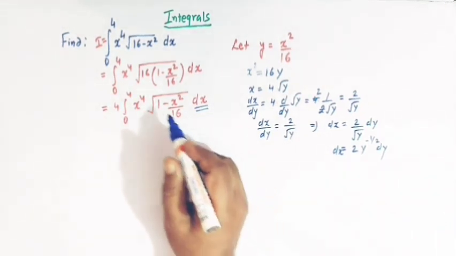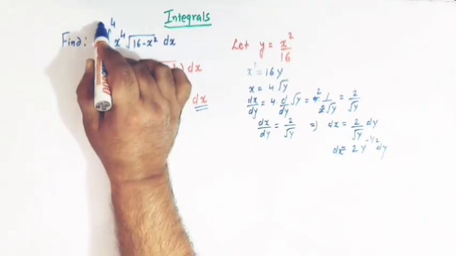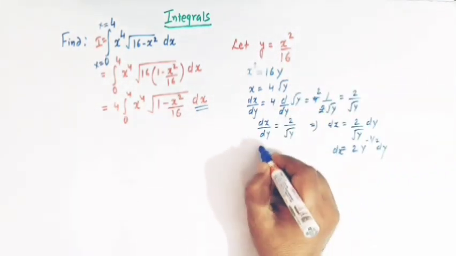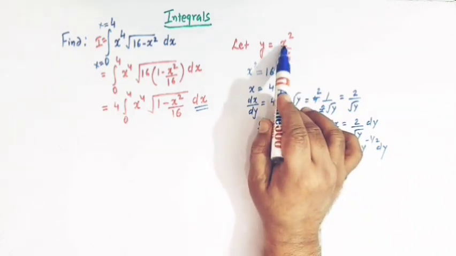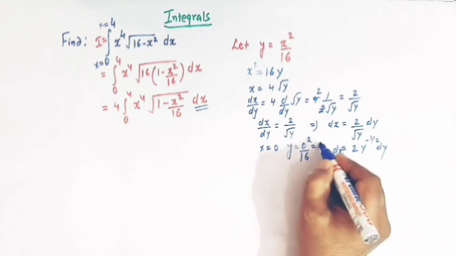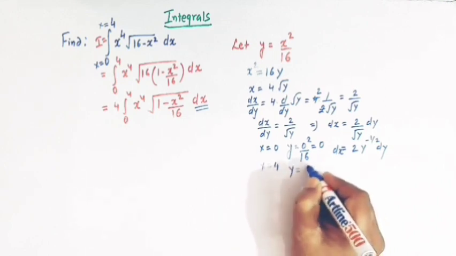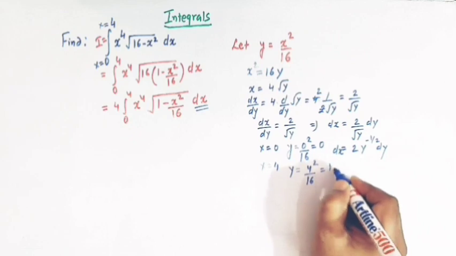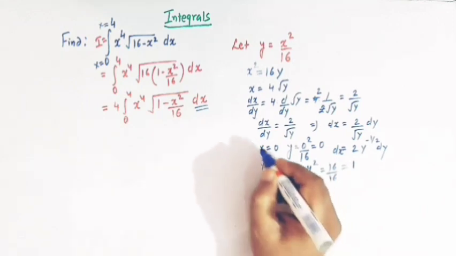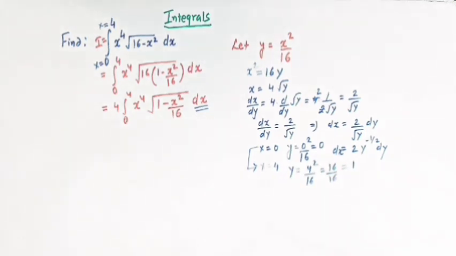So now let us change the limits. Here we have x equal to 0, and the upper limit is 4. When x is equal to 0, we can find the value of y from this relation. So y is 0 squared over 16, that is 0. And when x is 4, we have y equal to 4 squared over 16, that is 16 over 16, that is equal to 1, right? So when x goes from 0 to 4, y goes from 0 to 1.